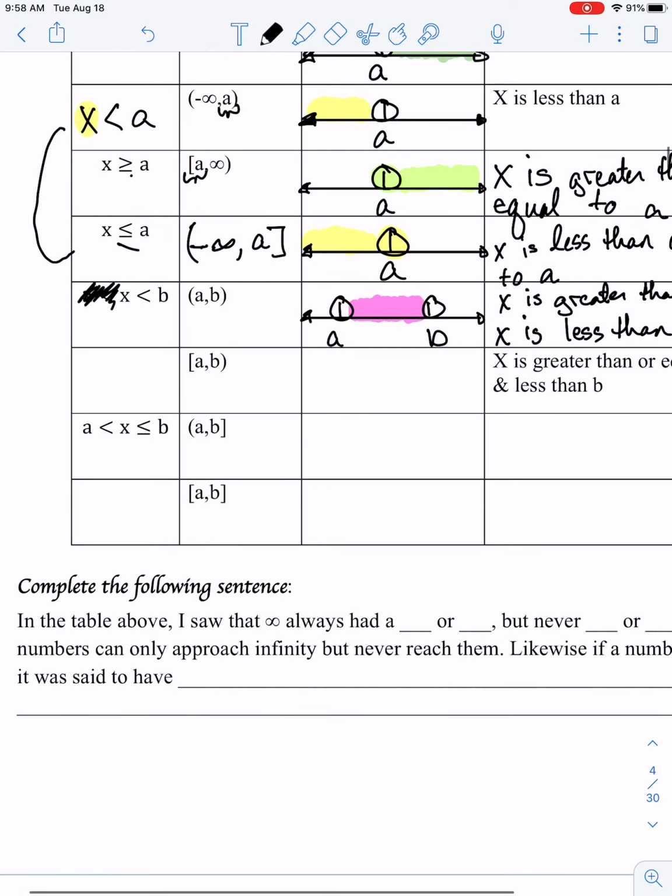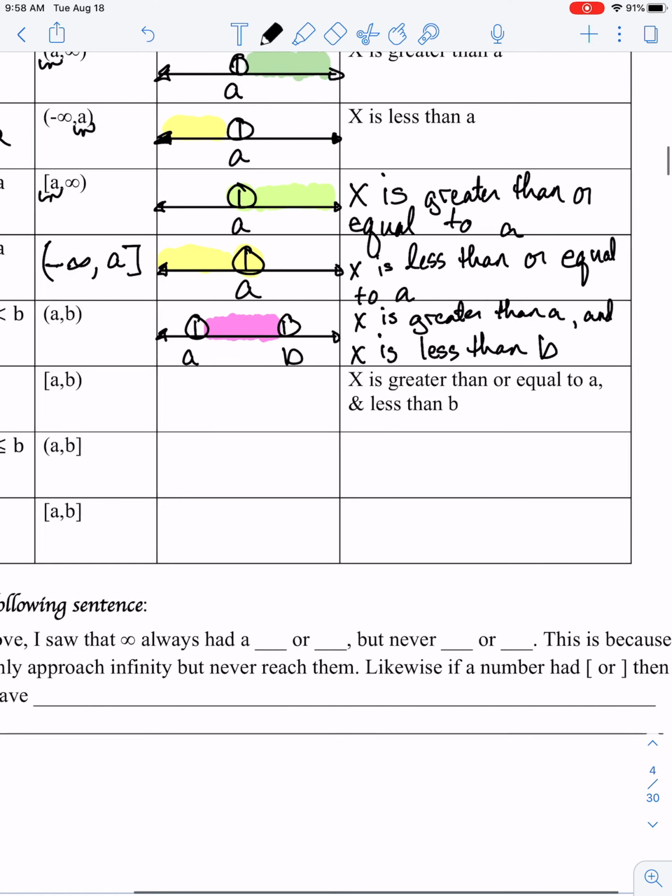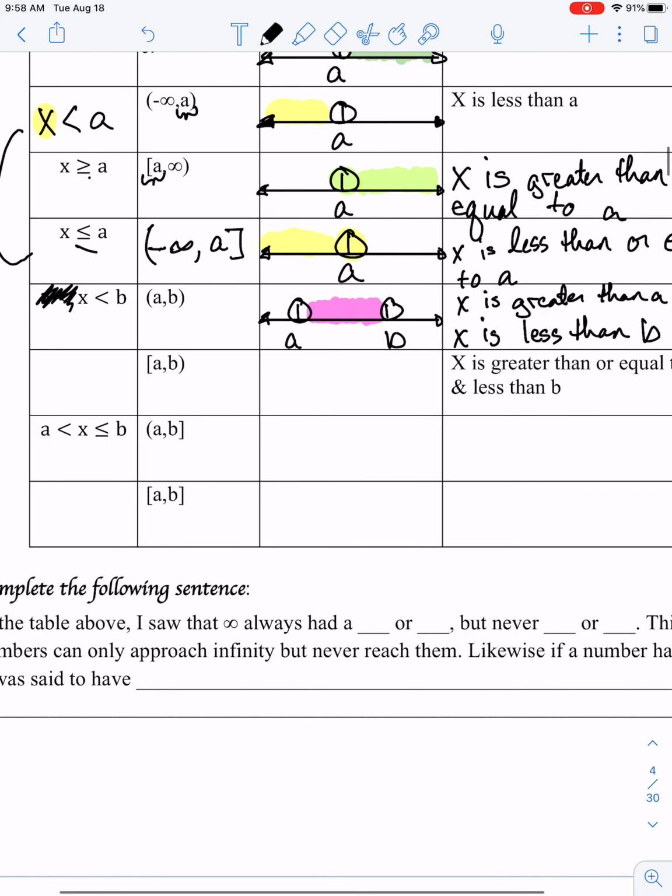This time, in the next one, X is greater than or equal to A and less than B. So draw me another number line. A is on the left, B is on the right. I have a bracket that lets me know that this is going to be shaded. So I'll make a little note, shade. B is parentheses, so it's going to be an open dot.